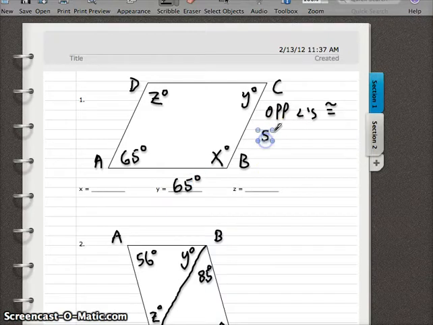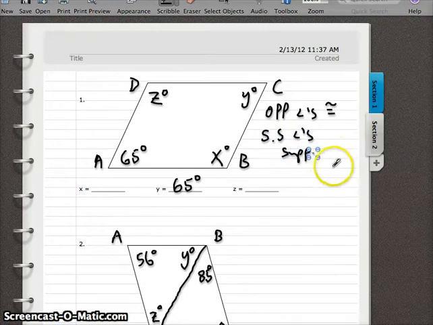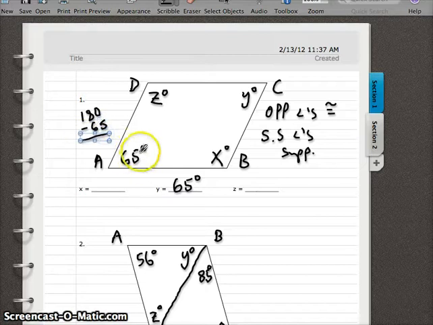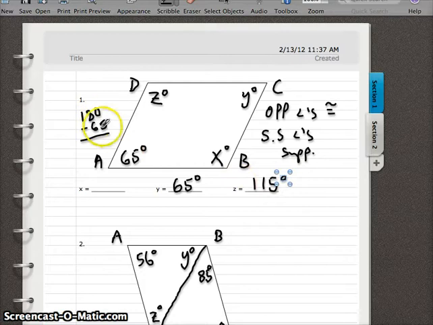What's our other one here? Same side angles are supplementary, right? So they add up to 180. So if we know this is 65 right here, well, z has to be its supplement. So how much more do we need to add up to 180? You can take what we know, 180 minus 65, to figure out what's missing. Or you can just ask yourself, 65 plus what gives you 180? As it turns out, z has to be 115 degrees, because 115 plus 65 give us 180 on that same side.